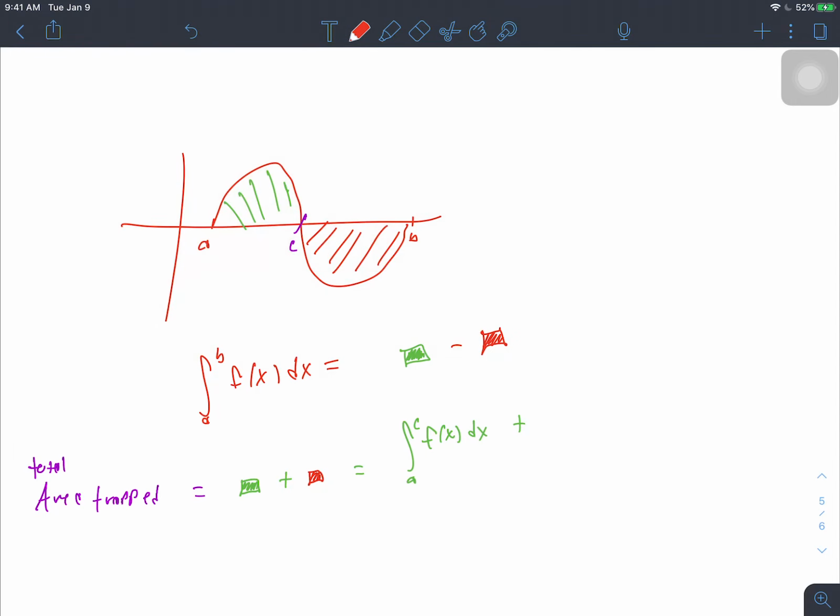And we will add to that some positive number which represents the area of the red shaded part. It is not quite the integral from c to b of f of x dx, because that would be a negative number, so I'm just going to put the negative of that thing. If I take the negative of a negative number, it'll become positive.